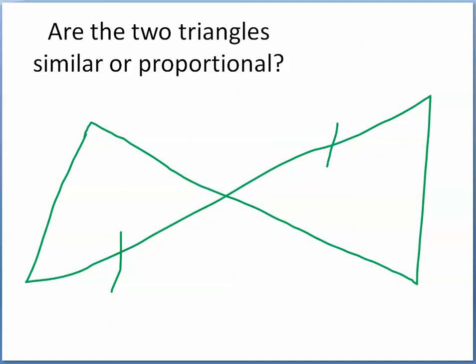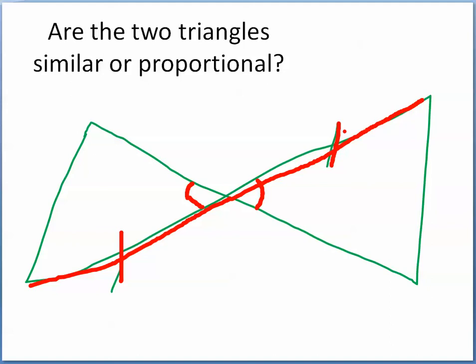Are these two triangles similar or proportional? Well, it turns out there are a couple of things that we can know here. We know that this angle right here is the same as this angle right here. And we know that the length of this side is the same as this length over here. In other words, this line right here is congruent with that line right here.